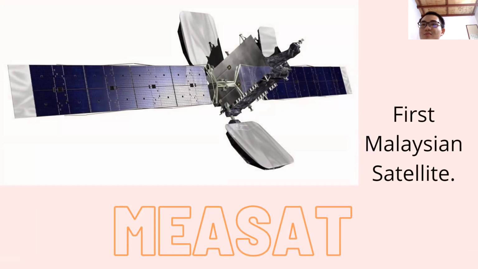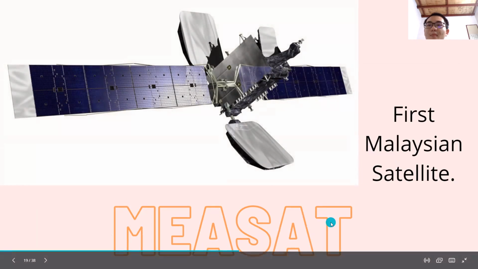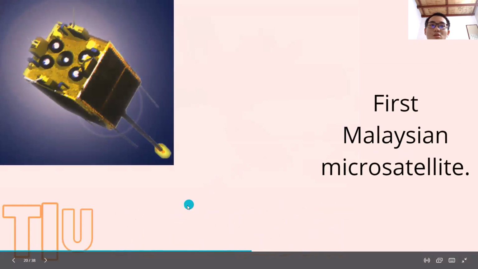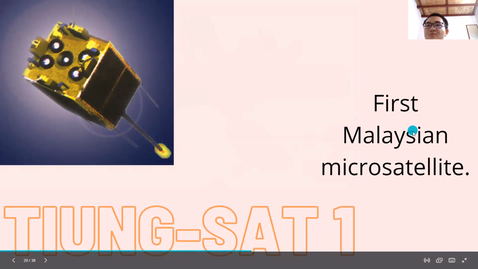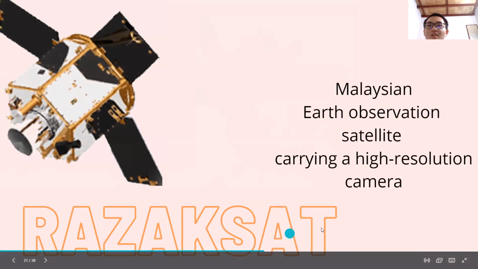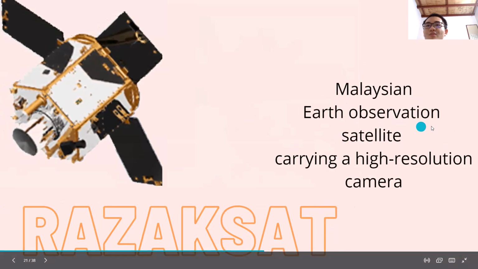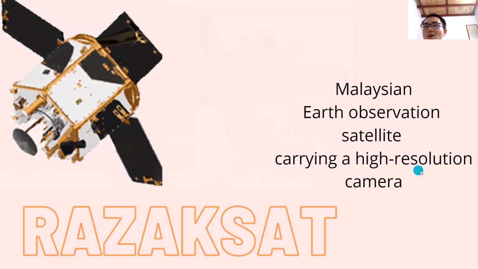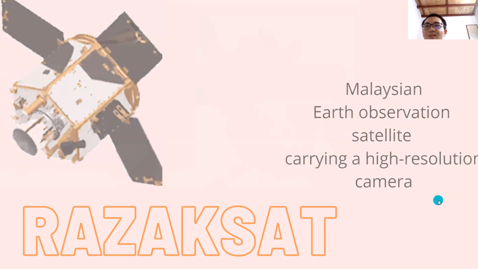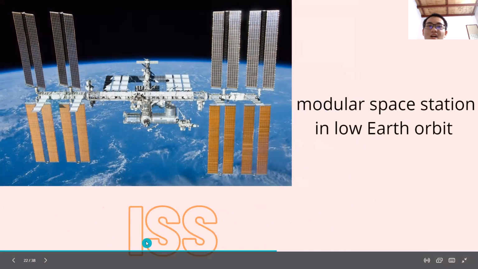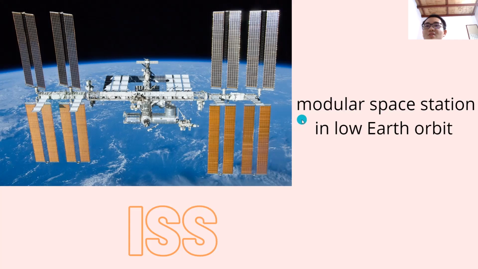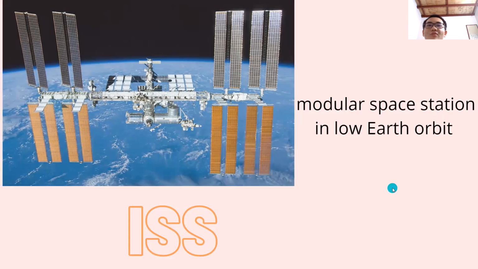This is the first Malaysian satellite, MEASAT. Tiungsat-1 is the first Malaysian microsatellite. RazakSAT, a Malaysian Earth observation satellite carrying a high-resolution camera, is an NGSS satellite. ISS is the International Space Station, a modular space station in low Earth orbit.